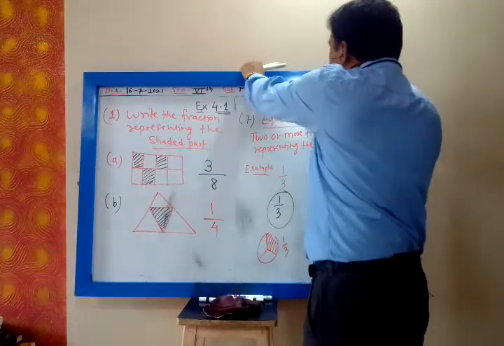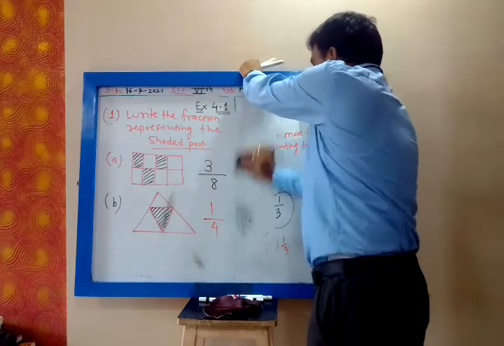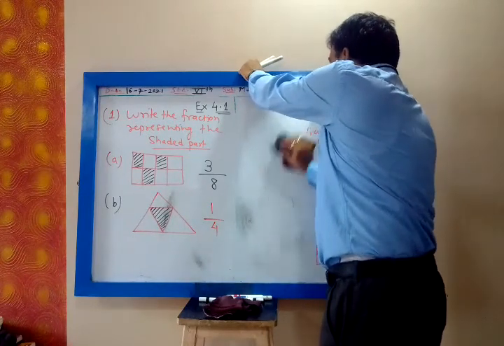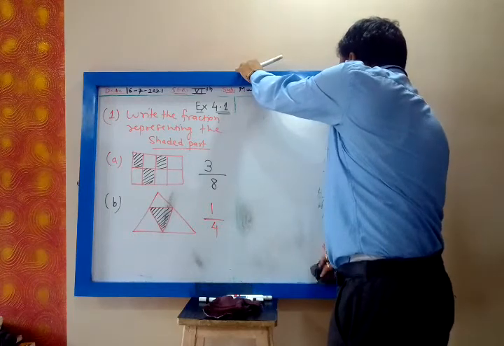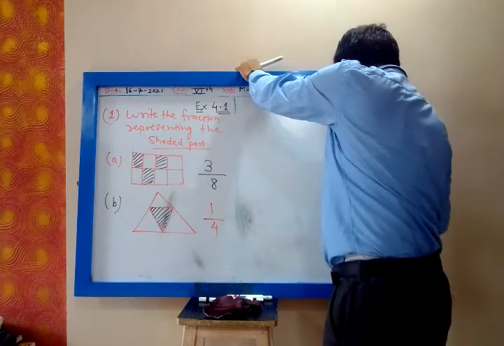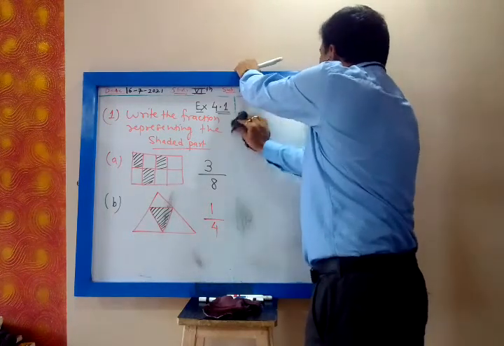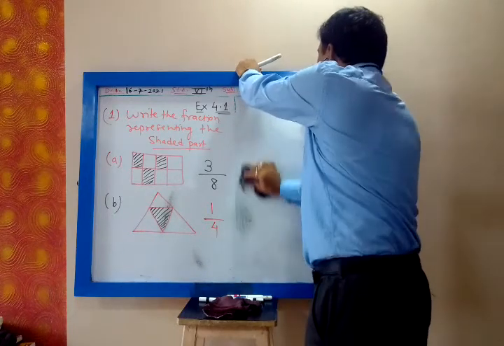So the total number of parts will go in the denominator. In a fraction, the denominator means the total number of equal parts. In the denominator we write the total number of equal parts.